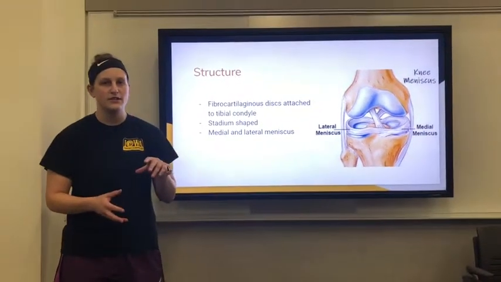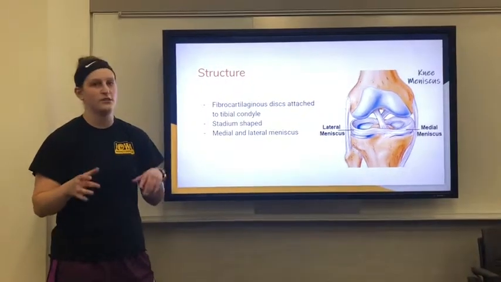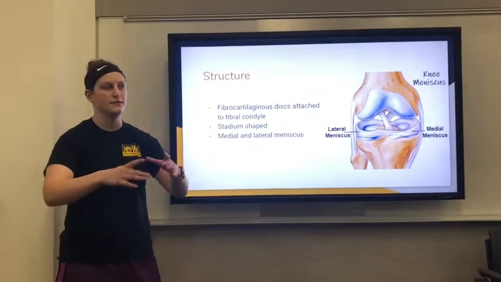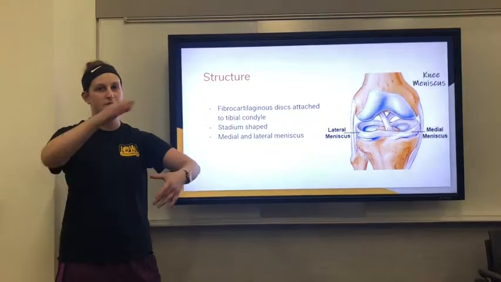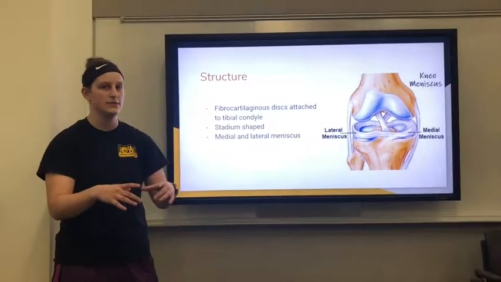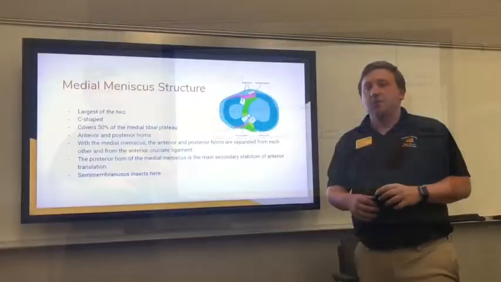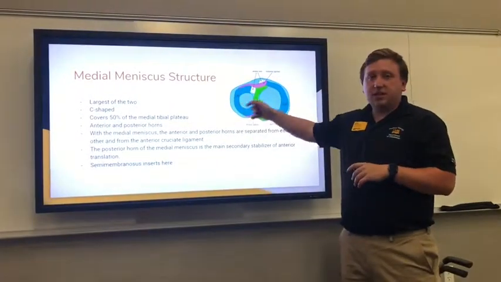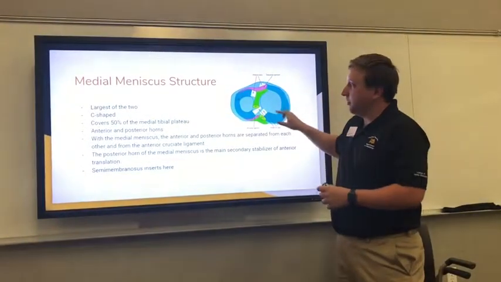So each knee has two menisci, a medial and a lateral one. They're fibrocartilaginous discs, and they attach at the tibial condyle. When you look at the whole tibia from the top, they have sort of a stadium shape. As you can see, the lateral meniscus and the medial meniscus make that stadium shape that we were talking about.